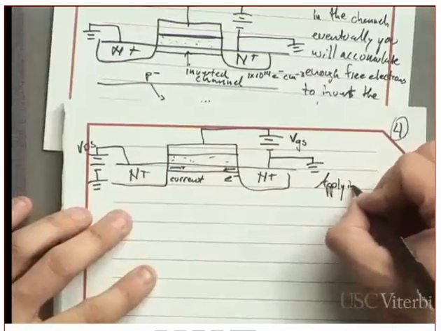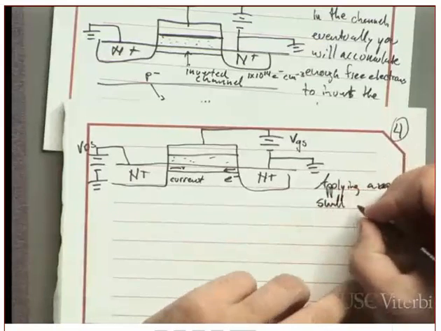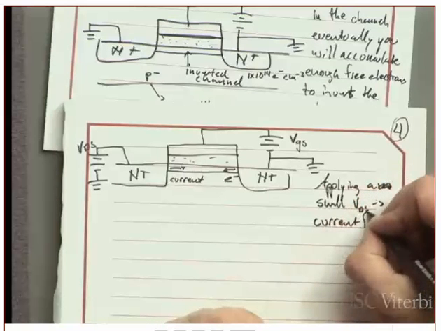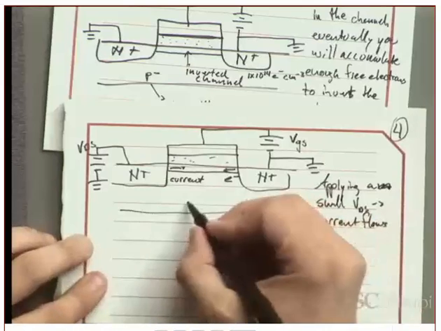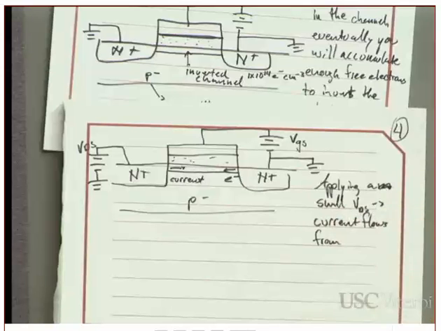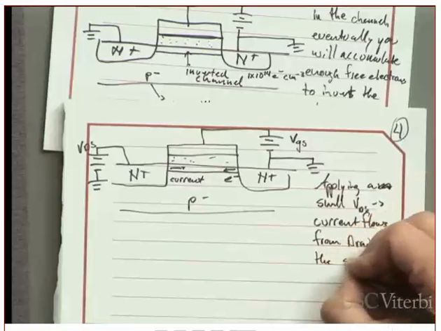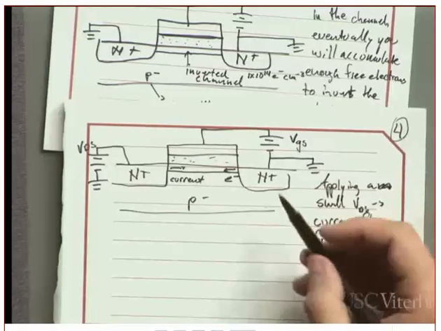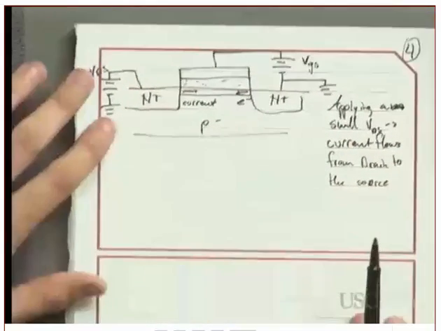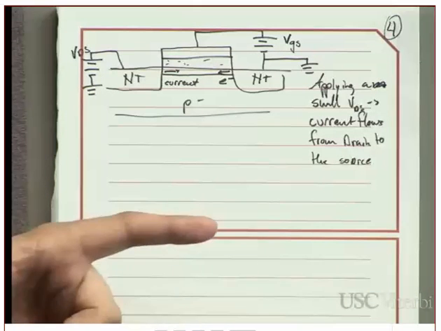So let me write down what I've done here. Applying a small VDS means that current flows. I can complete my picture. Current flows, in this case for an NMOS, from the drain to the source. Like I said before, the source is now sourcing electrons, and they're going into the drain. For a PMOS, it would be the opposite. The source would source holes, and they go into the drain, and that would be the direction of current flow.